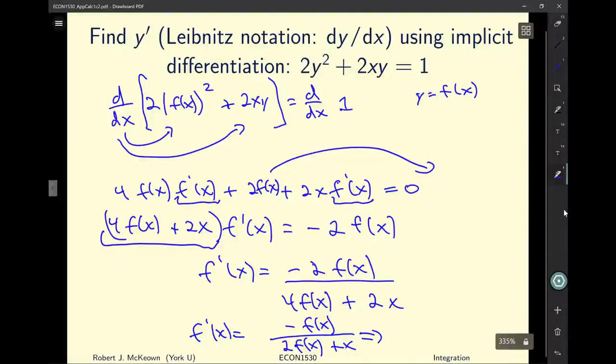And what I should really do is I shouldn't really write y as a function of x like that, I should have it as y prime is equal to negative y divided by 2y plus x.